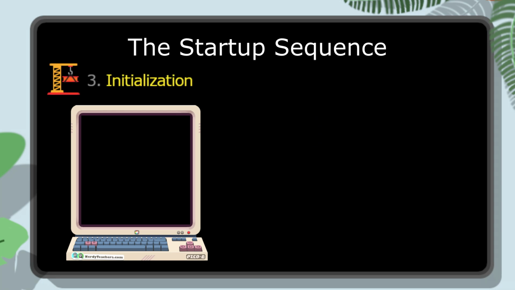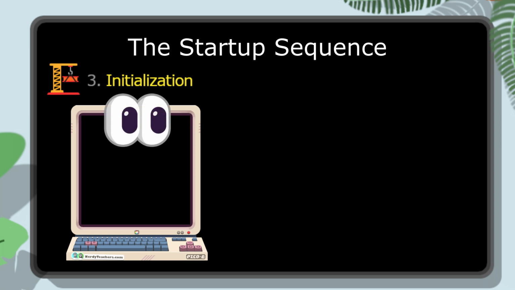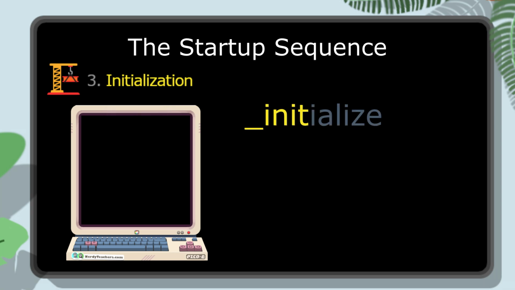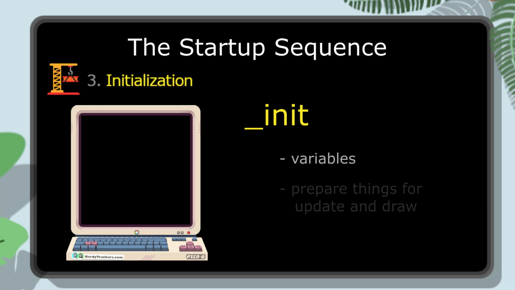Step 3. Initialization. Initialization means to prepare something to be used. Pico 8 looks for a special function that must be named _init, which is short for initialize. This function only runs once at the very beginning of the game, but unlike standalone code, this function can be called to run whenever you want without stopping the game.